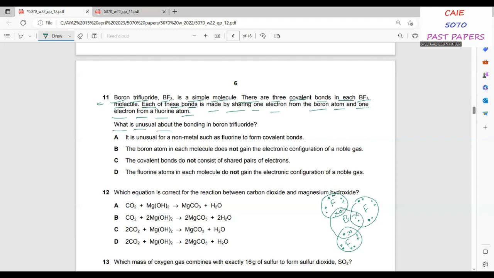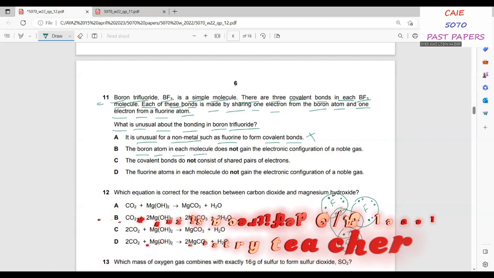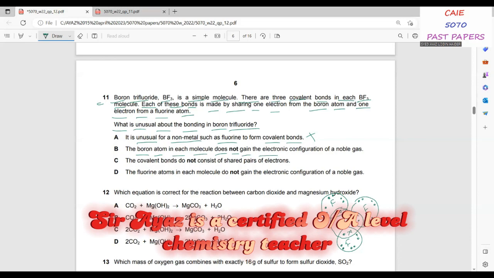What is unusual about the bonding in boron trifluoride? A, it is unusual for a non-metal such as fluorine to form covalent bonds. This is not unusual because fluorine does form covalent bonds, so this statement is wrong. B, the boron atom in each molecule does not gain the electronic configuration of a noble gas. This is a very important point because during the formation of a bond, an atom acquires the electronic configuration of a noble gas. So this looks correct to me.